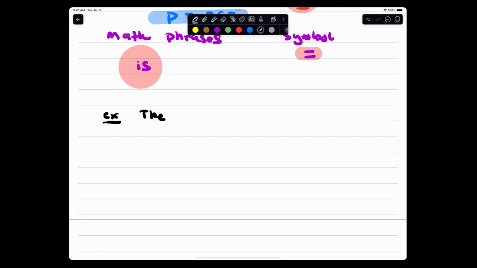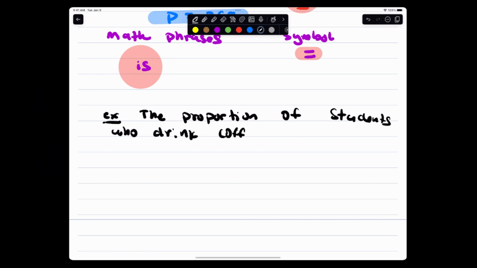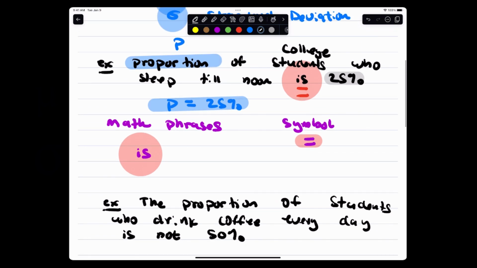What if they say the proportion of students who drink coffee every day, because that's what it means. What if we say is not 50%? Okay? Here's going to be another example of a hypothesis.